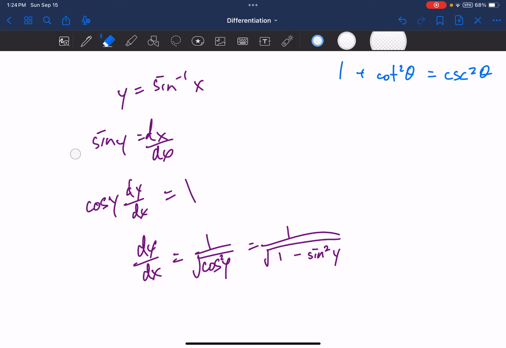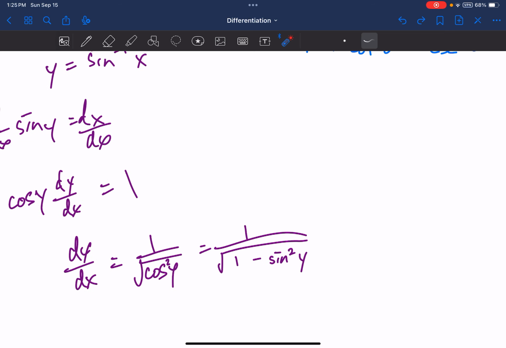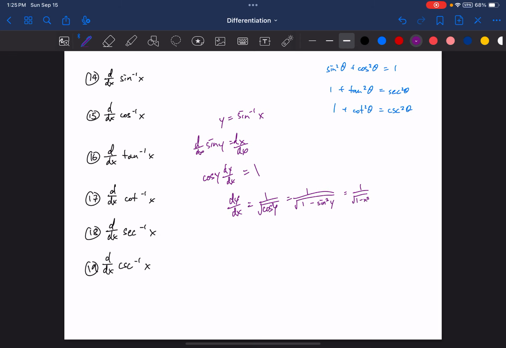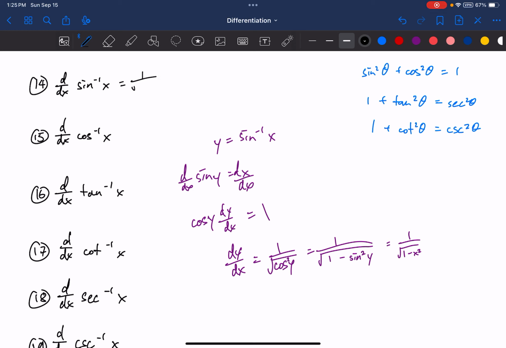If I erase this for a little bit, you realize that sine y here is equal to x. I'll just put these back. So I could just turn this back into x now. It's 1 minus x squared. And that's your answer. It's 1 over square root of 1 minus x squared. That's basically how you do all of them.